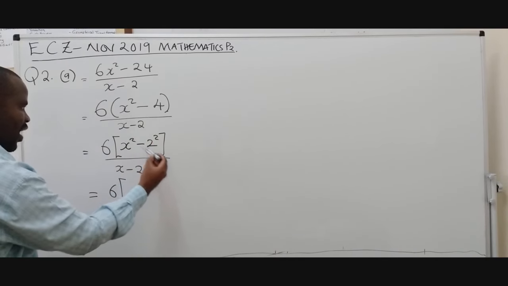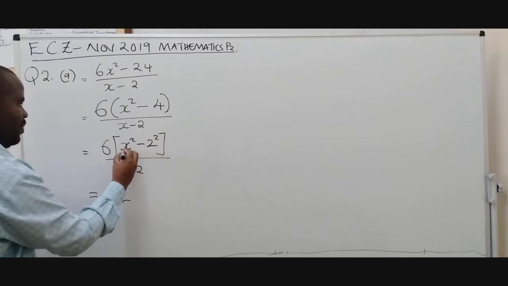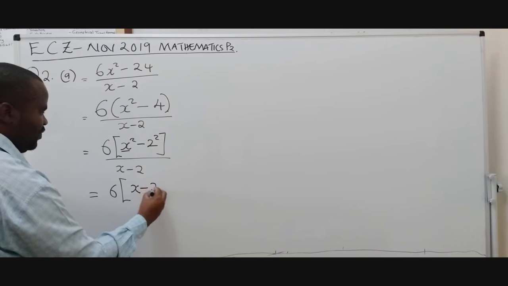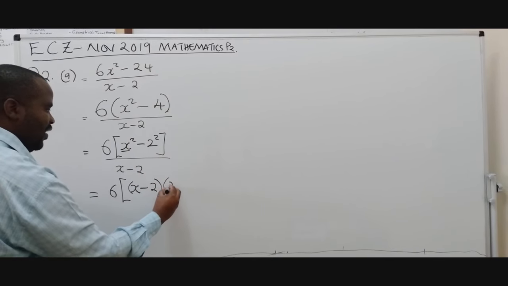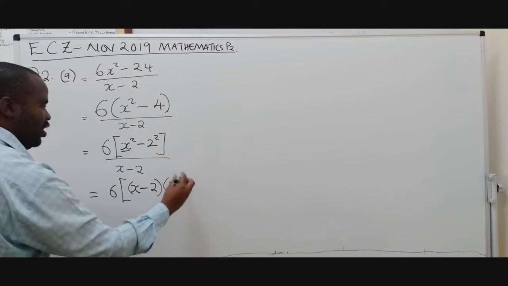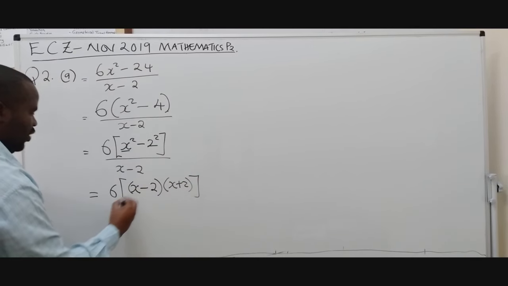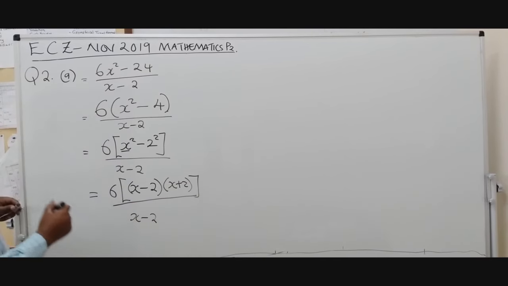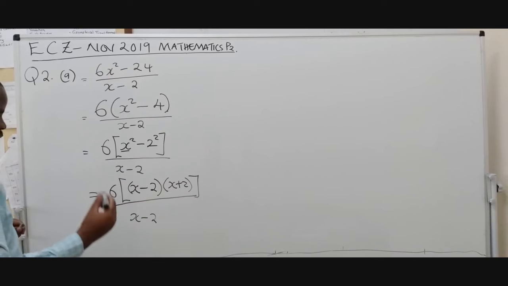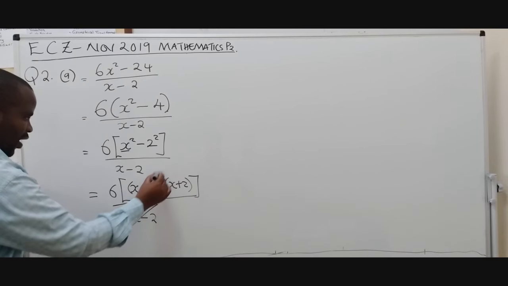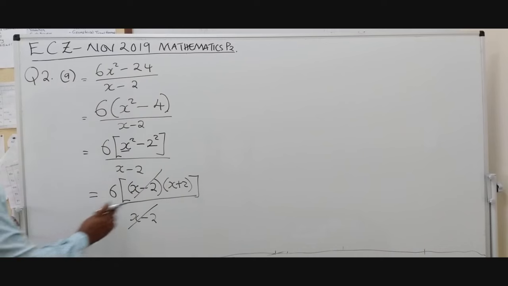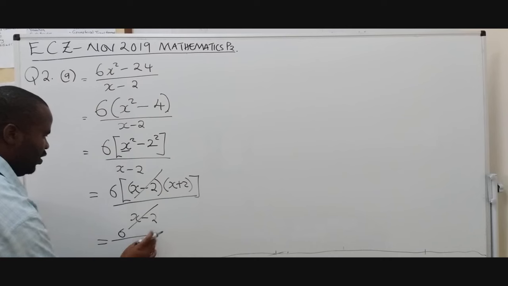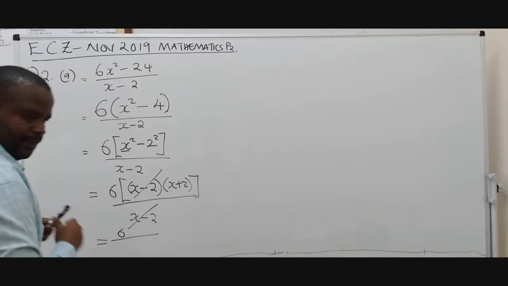Because there is this square and that square, what you are going to do here, you can maintain this x here, you can say minus 2. Then you're going to say x plus 2. It's the same thing, you just put a plus there, or you start with a plus. Divided by x minus 2. Now, you realize that x minus 2 and x minus 2 can cancel. Why? Because we are multiplying.